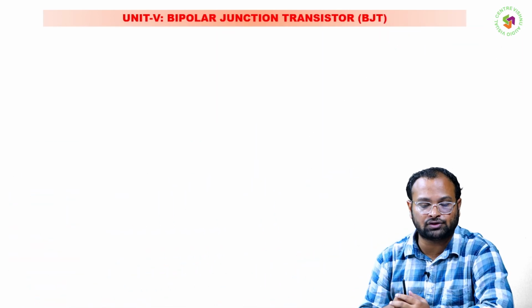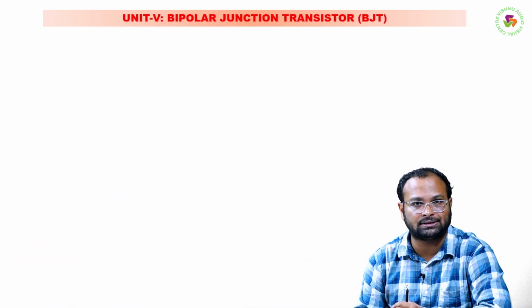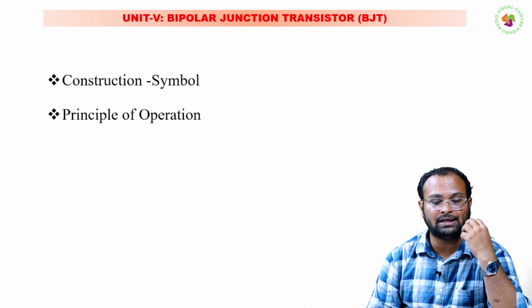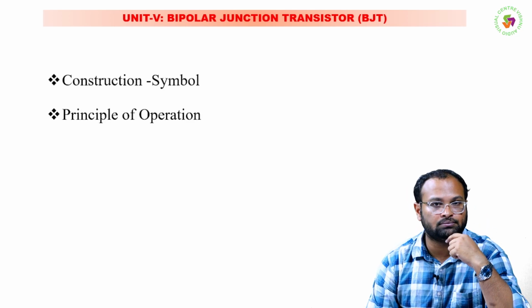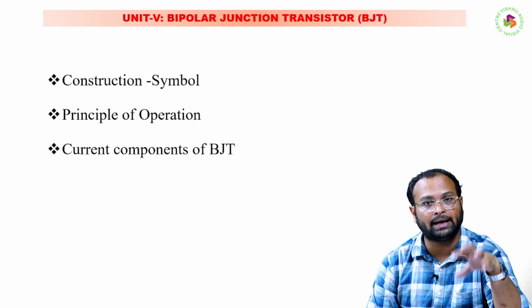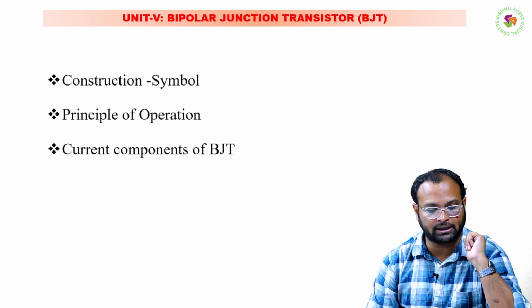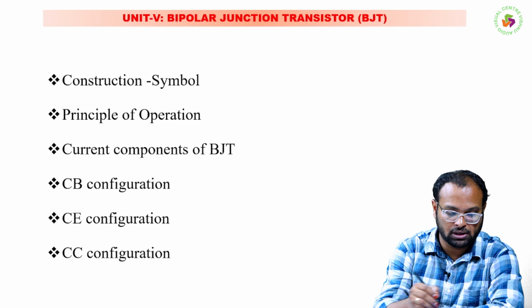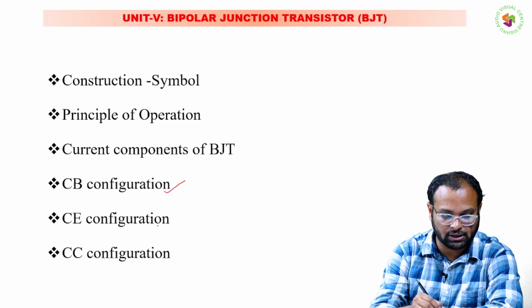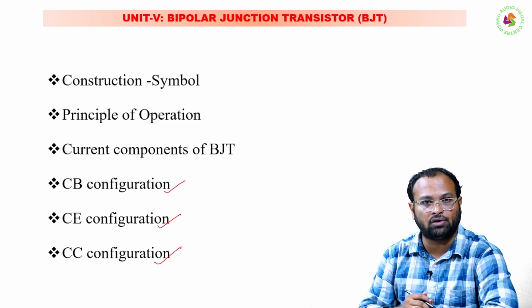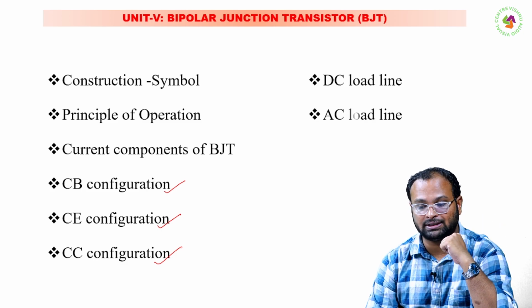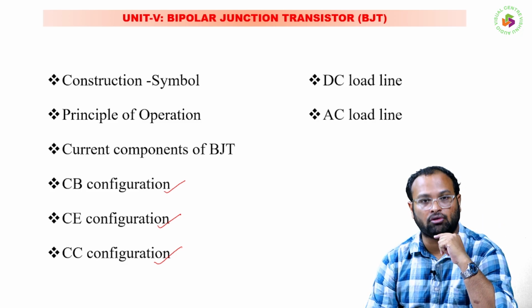Coming to the fifth chapter, it is the bipolar junction transistor, simply called BJT. We will see the construction and symbol of the BJT, the principle of operation, the current components involved in the BJT, and the working configurations of the BJT. The main ones are common base, common emitter and common collector configurations, and then we'll see what the AC load line and the DC load line are in these BJT configurations.